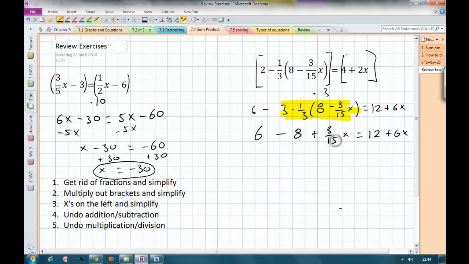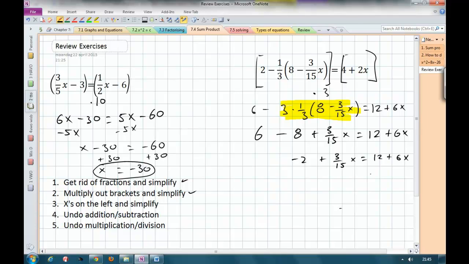If I keep this fraction, because the rest doesn't have fractions, the only thing I'll have to do at the end is get rid of the 3/15. So I'm going to choose to keep the fraction and continue. I've done get rid of the fractions, I've done get rid of the brackets. Now simplify. I've got -2 plus 3/15 x is equal to 12 plus 6x.